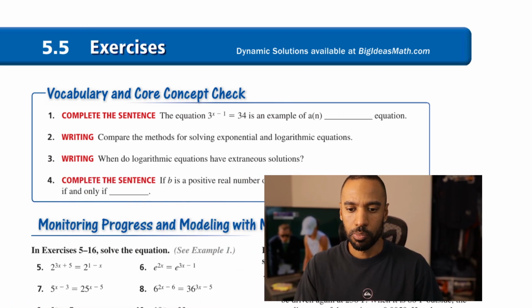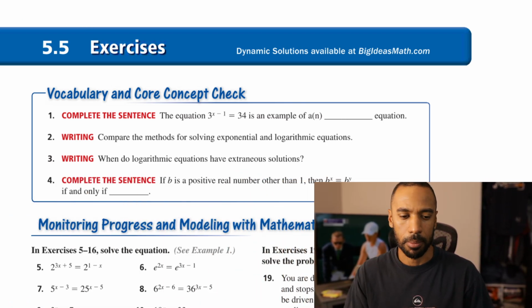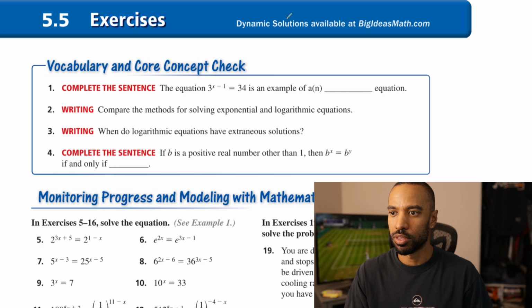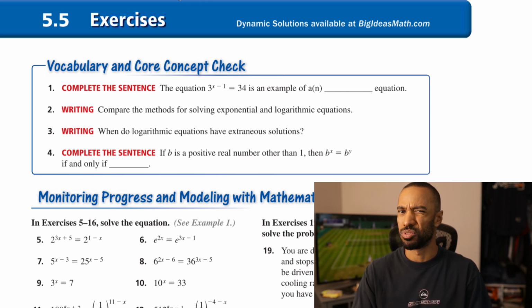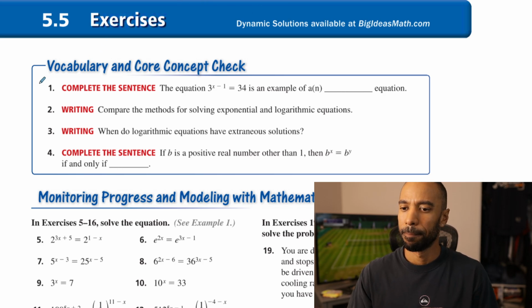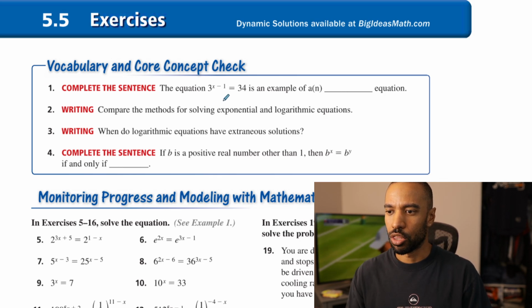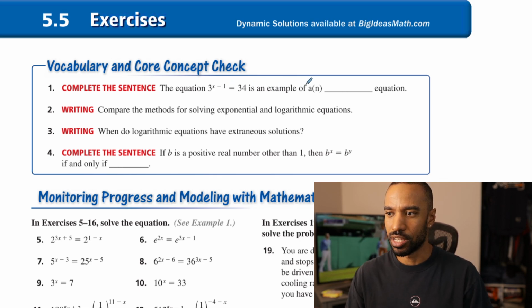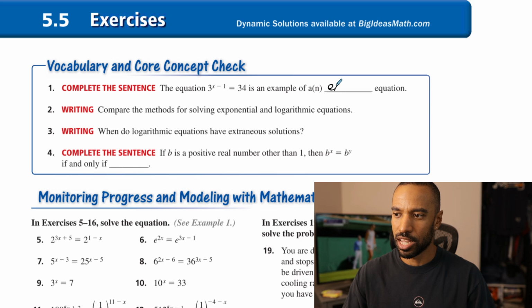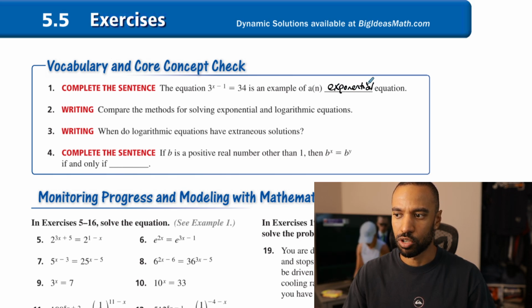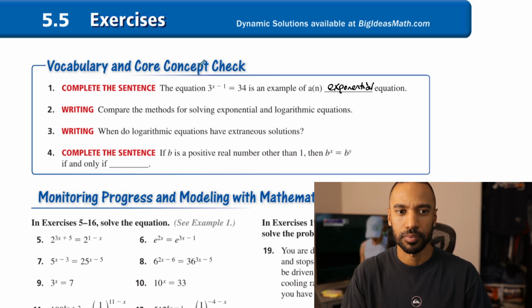Okay, that's the end of the lecture portion. Let's go into the vocabulary and concept check, numbers 1 through 4. Then we'll hit the problem set, I believe 5 through 74, something like that. All right, complete the sentence. The equation 3 to the x minus 1 equals 34 is an example of a blank equation. That's an exponential equation. That's not new to you, but exponential functions have the variable in the exponent.